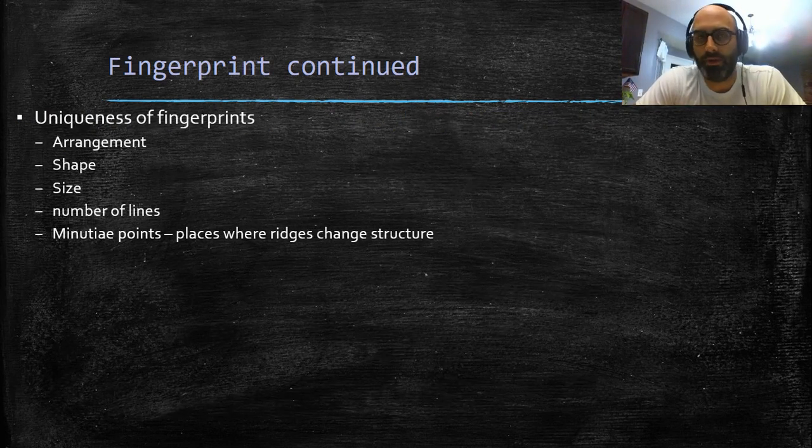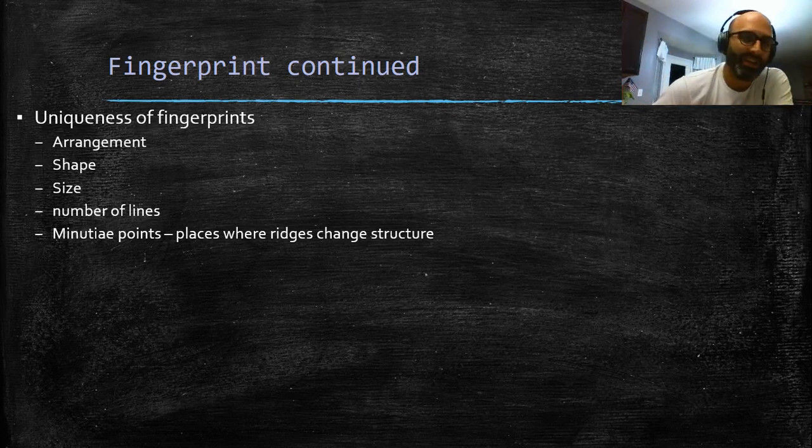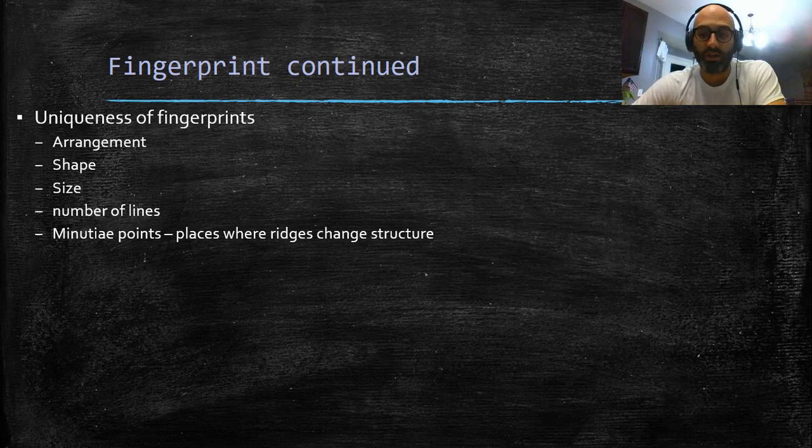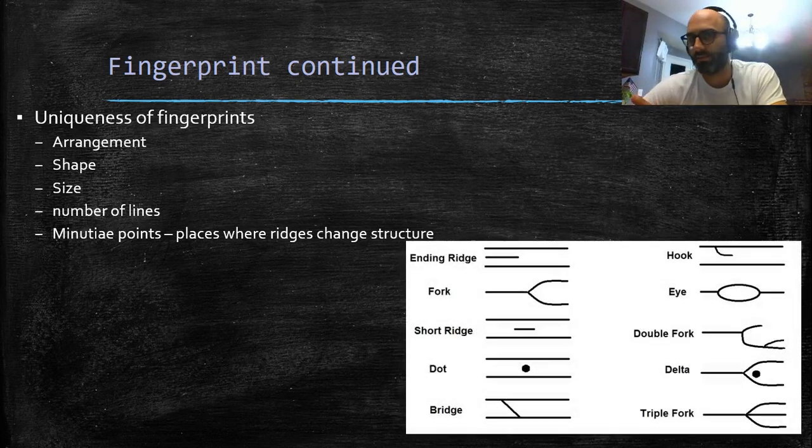What makes fingerprints unique? You have the arrangement, you have the shape, you have the size, the number of lines, and then you have this very fancy thing called minutia points. These are places where the ridges change actual structure. They start, they stop, they branch off, they converge, they do all of these different things. In the LMS and in our instructions, we gave you 10 of the most common ones that you are going to find. There are several more. Of the 10 that we gave you, just so you know, a triple fork is the least likely to occur.